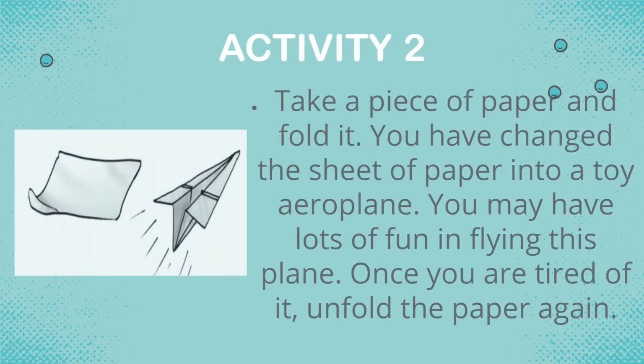Activity 2. Take a piece of paper and fold it. Now you have changed the sheet of paper into a toy aeroplane. Try to fly this and have lots of fun. Once you are tired of flying it, unfold the paper again. What do you observe? You can see that you can unfold the paper again and get the paper. This is also an example of a reversible change.